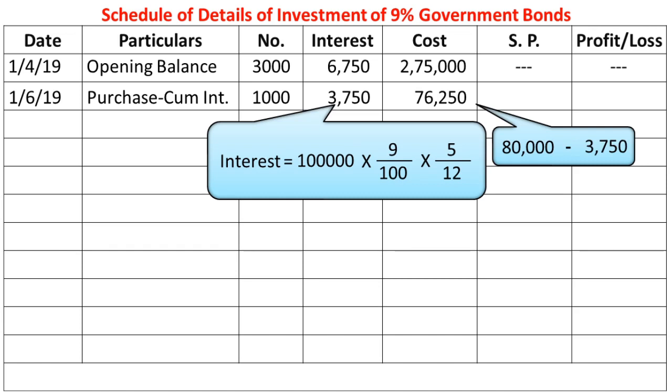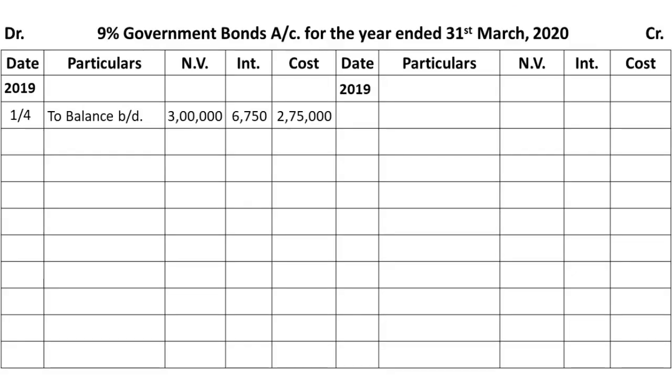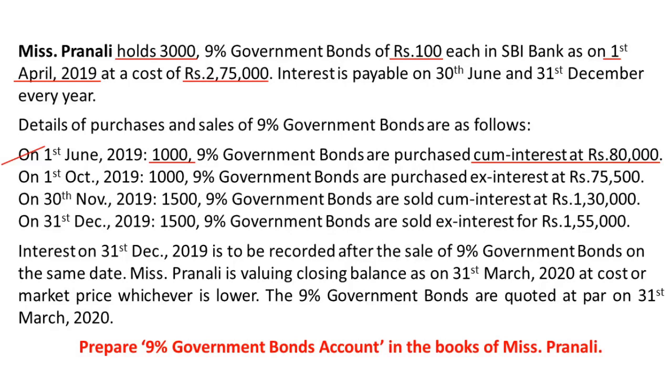Now this transaction we need to record in the investment account. Since it is a purchase, investment comes in, cash bank goes out. Whenever it comes in, we have to record on the debit side. So we'll put up the date first, to cash bank account, in bracket purchase cum interest. Nominal value is rupees 1 lakh. Amount of interest we have calculated is 3,750 and cost we have calculated is 76,250 rupees. So here we have completed the transaction given on 1st June 2019.